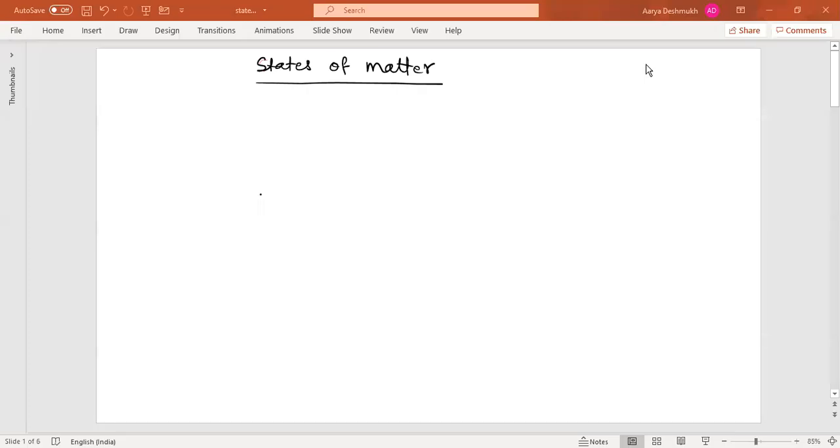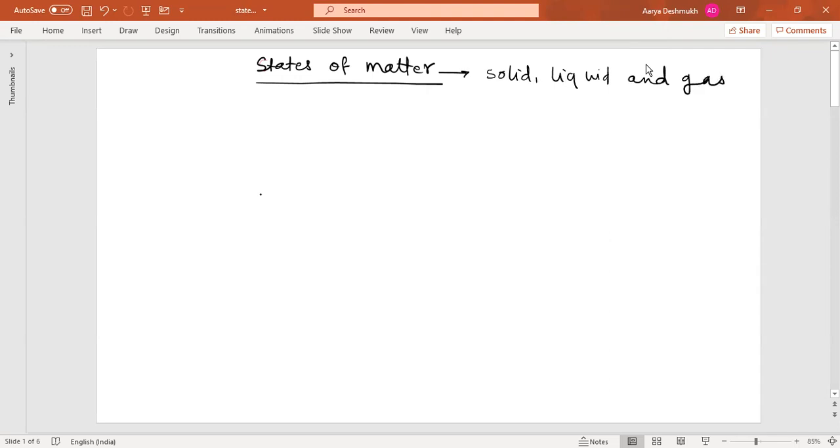Let us start with the next chapter, that is states of matter. Now, as you all know, there are three different states of matter or the physical forms of a substance. Those are solid, liquid, and gas. You all know this thing.